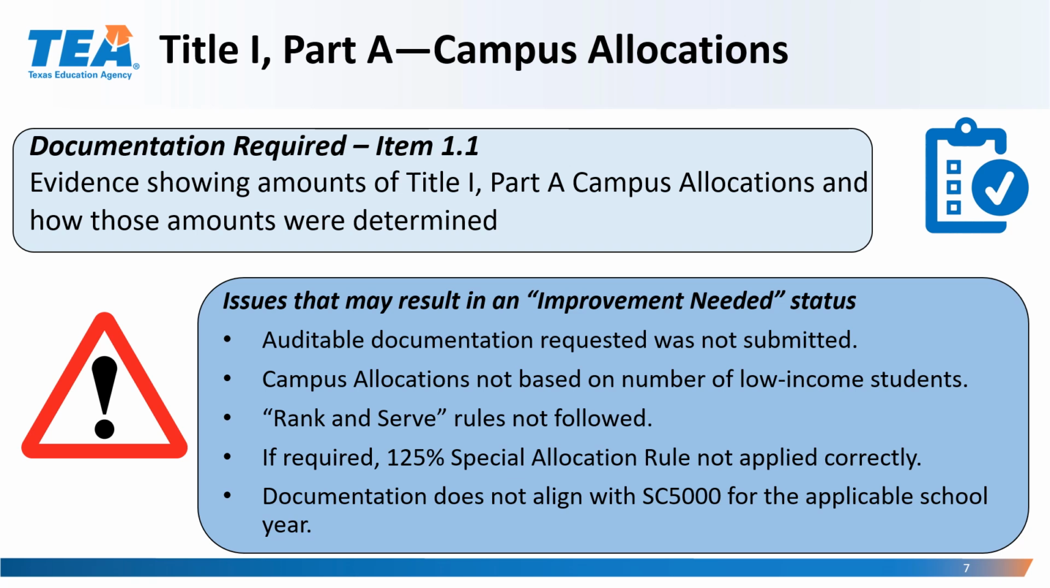Issues that may result in an improvement needed status for this item include the following. Auditable documentation requested was not submitted. Campus allocations were not based on the number of low-income students. The rank and serve rules were not followed. If required, the 125% special allocation rule was not applied correctly, or the documentation submitted does not align with the SC 5000 for the applicable school year.